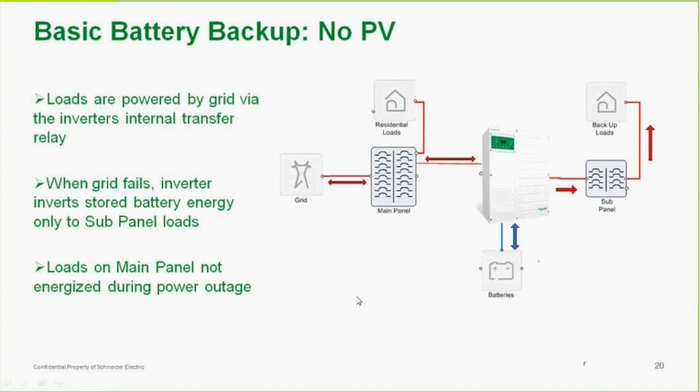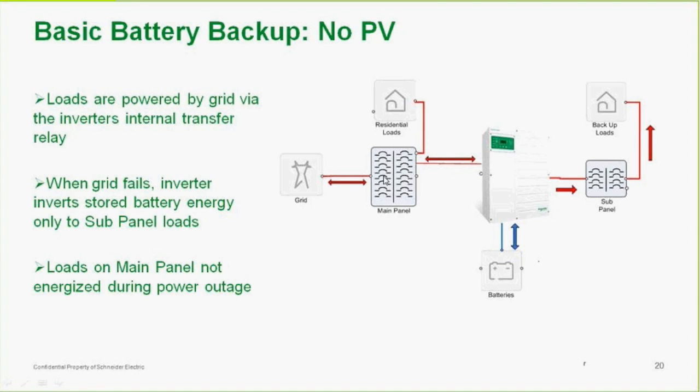So now, if we add the utility to this basic DC coupled system, in normal operation, the loads are powered by the grid via the inverter's internal transfer switch, which I showed you earlier. I don't show it in this drawing. But the grid is available. It's running loads on your main panel. These are your big loads that are not backed up.